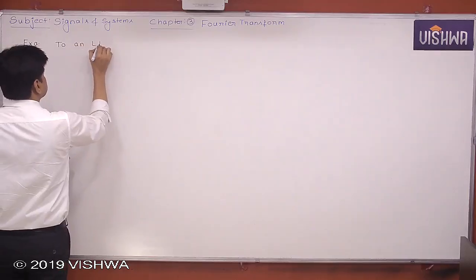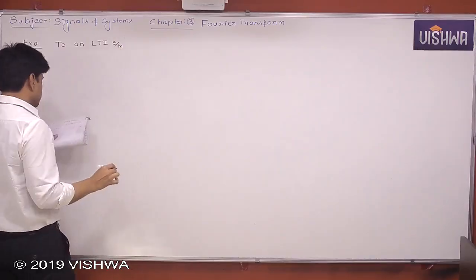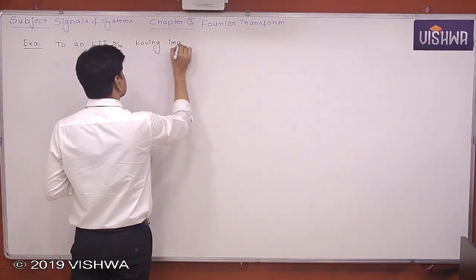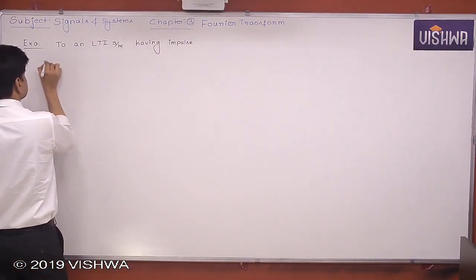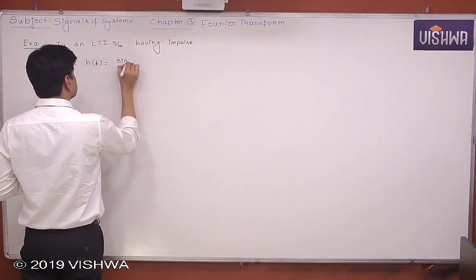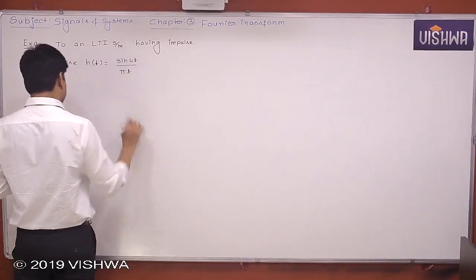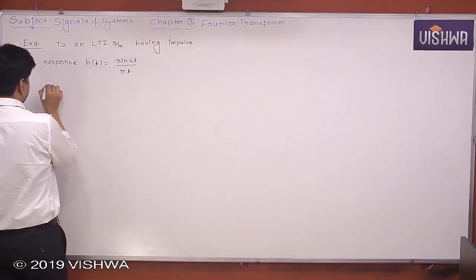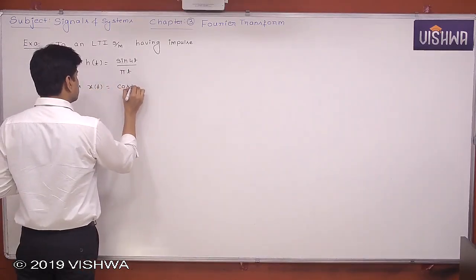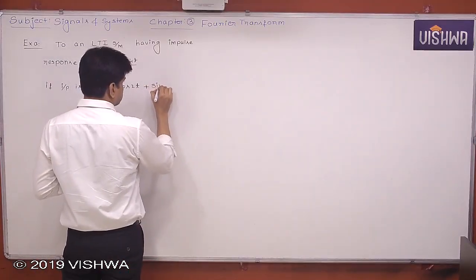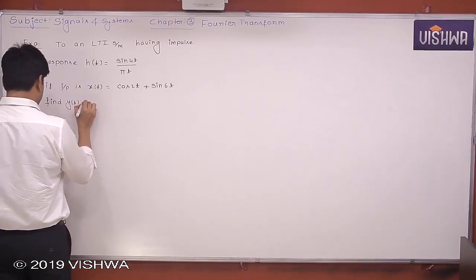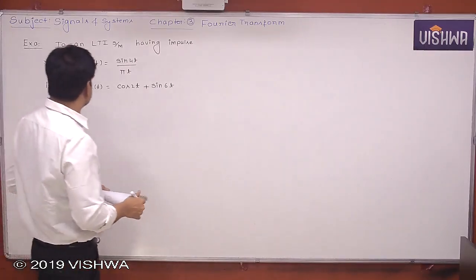To an LTI system having impulse response h of t equal to sin 4t by pi t, if the input is x of t equal to cos 2t plus sin 6t, find y of t. Find the output.